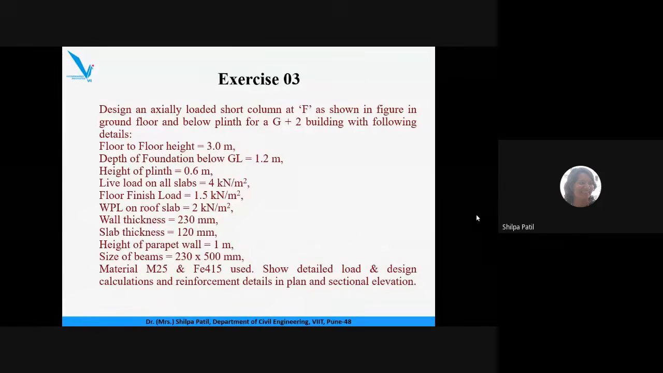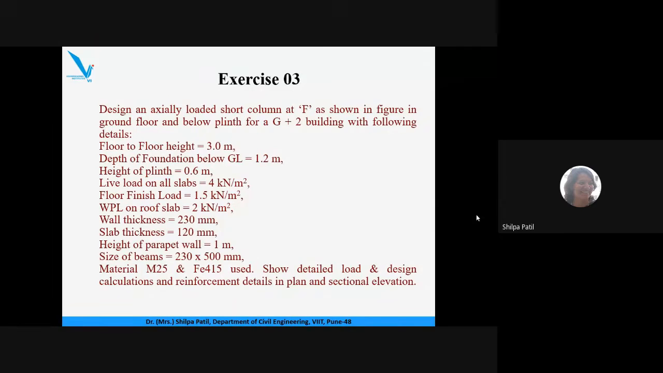Design an axially loaded short column at F as shown in the figure, in ground floor and below plinth, for a G+2 building with the following details. Floor to floor height is 3 meter, depth of foundation below ground level is 1.2 meter, height of plinth is 0.6 meter, live load on all slabs is 4 kilonewton per meter square, floor finish load is 1.5 kilonewton per meter square, waterproofing load on roof slab is 2 kilonewton per meter square, wall thickness 230 mm, slab thickness 120 mm, height of parapet wall 1 meter, size of beams 230 by 500 mm, material M25 and Fe415 used.